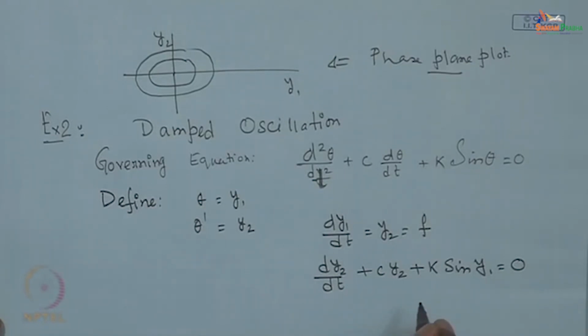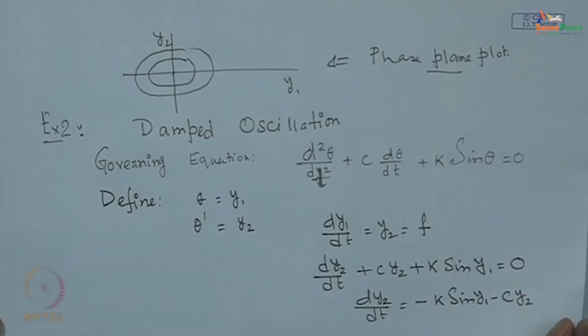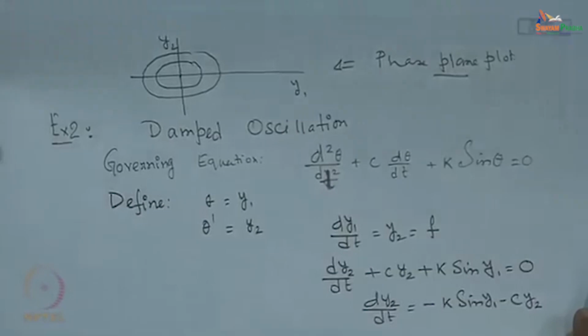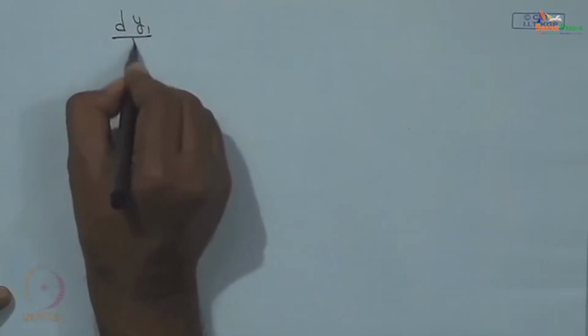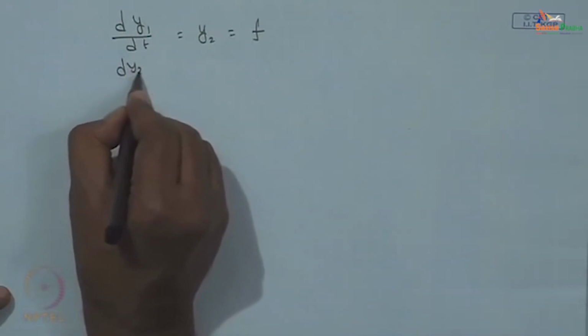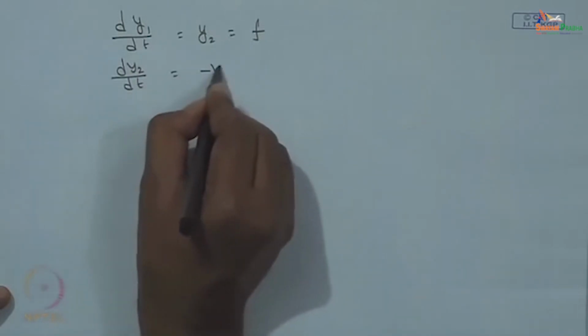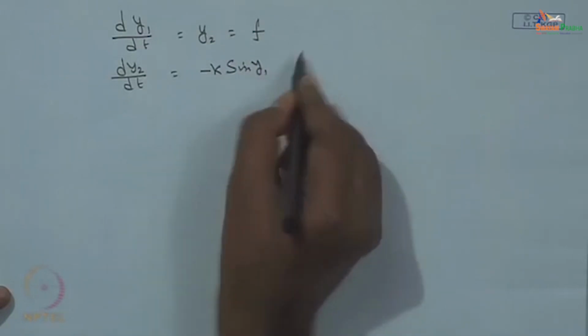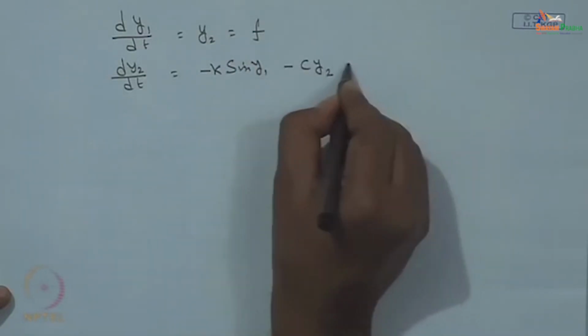So, that will be the second equation. So, you will be having dy2/dt is equal to minus k sin y1 minus c y2. Therefore, we get down to the governing equation of this system. So, what are the governing equations? Just write it down once again. So, dy1/dt is equal to y2, that is equal to f; dy2/dt is equal to minus k sin y1 minus c y2, is equal to g.